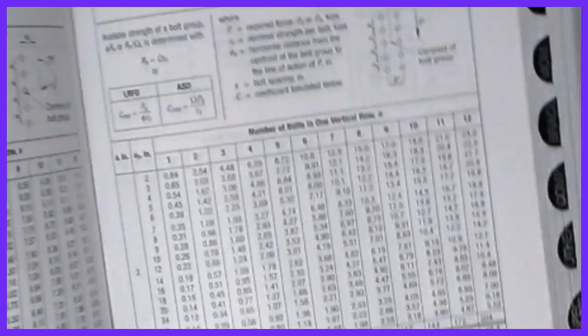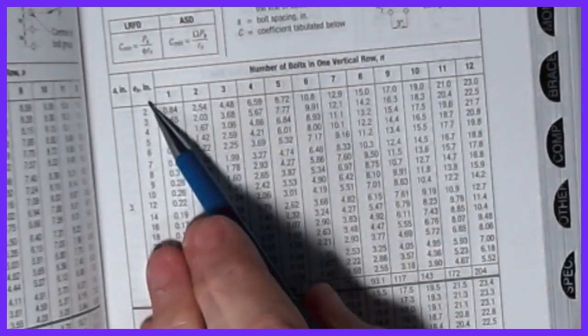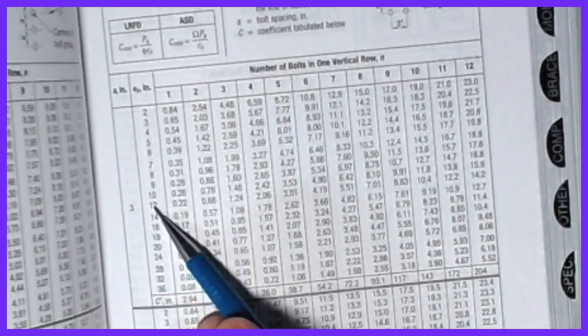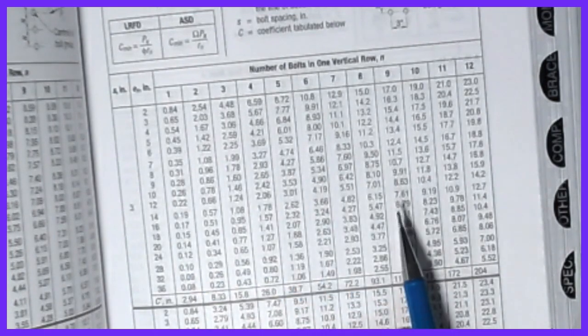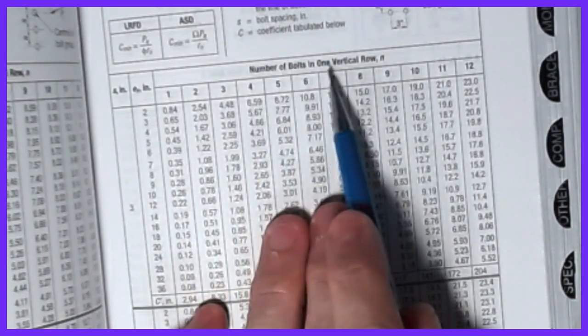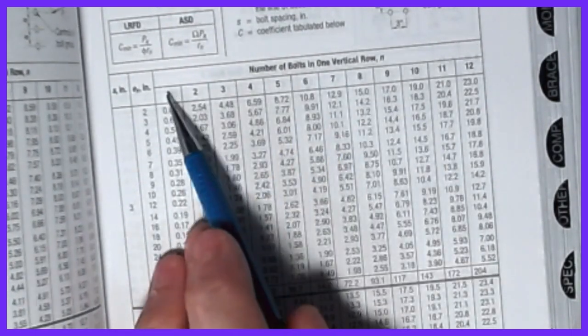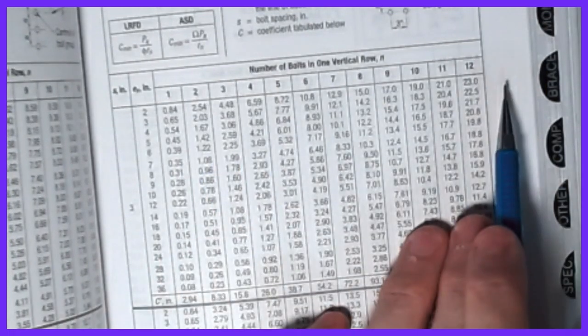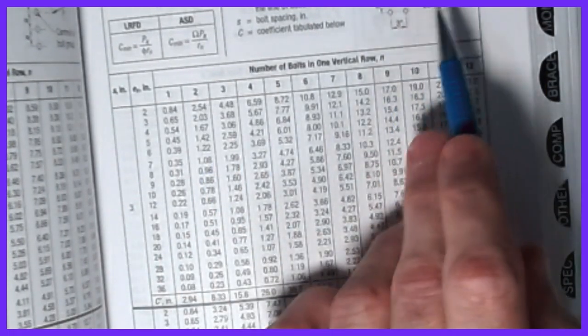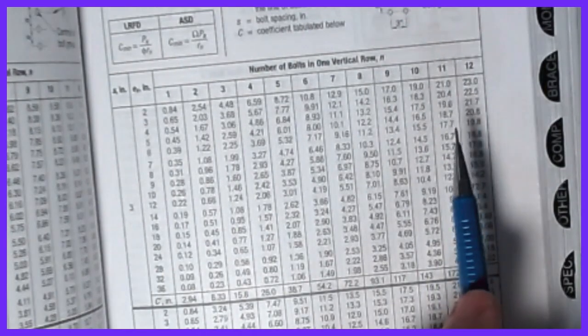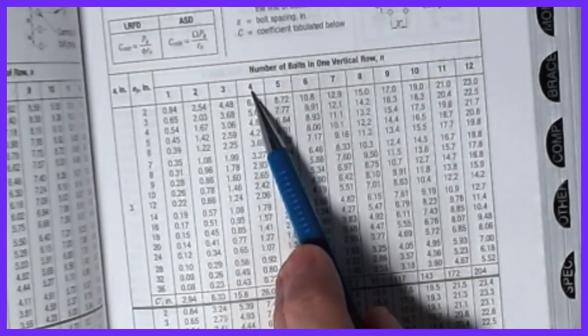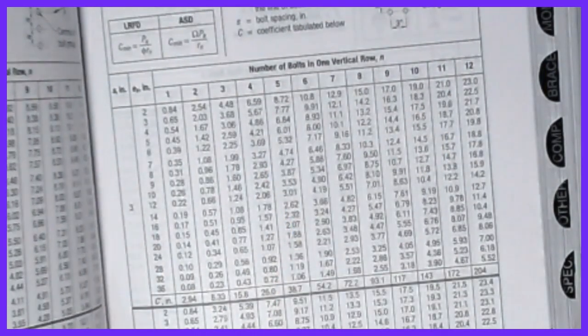Once I know this Ex value, I simply read down and pull off this value, and then I read over based on the number of bolts in one vertical row. So am I a single bolt? Am I 2 bolts, 3 bolts, all the way up to 12? I can handle my 2x4 case fairly easily by coming into the 4 and then reading off at my eccentricity, which was what value?